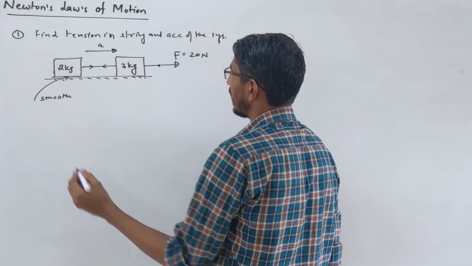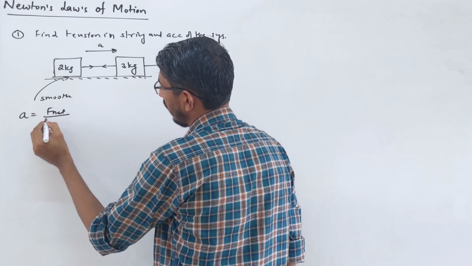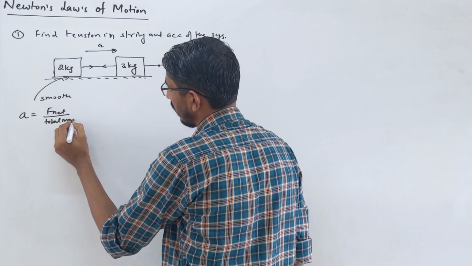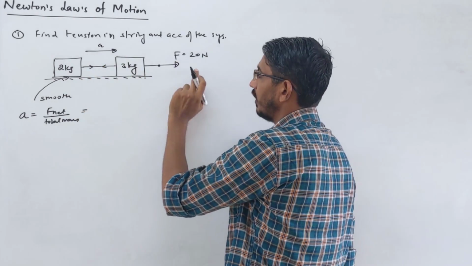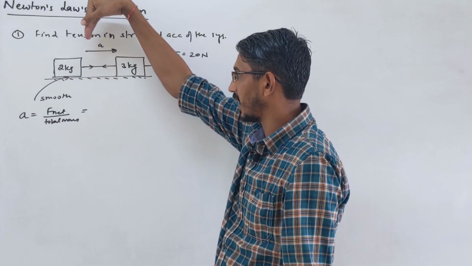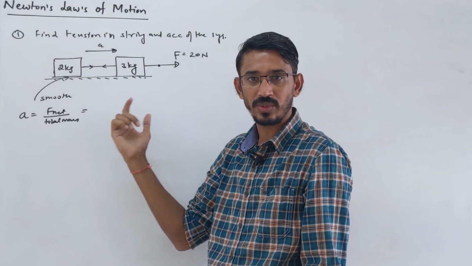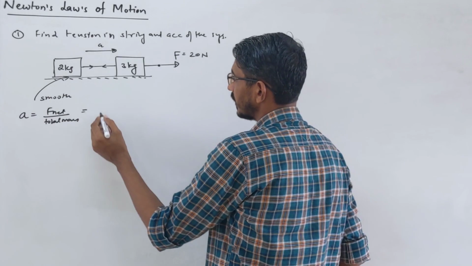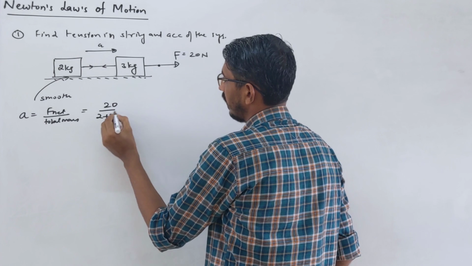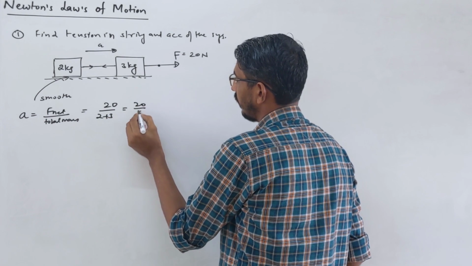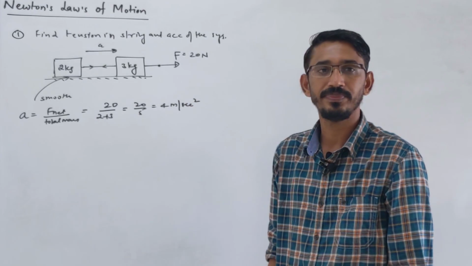Let's find the acceleration of the system first. A is net force by total mass. What is applied here? 20 Newton, no other force. Here you cannot write the weight force, because weight mg acts vertically downward and our bodies are moving horizontally, so you have to talk only about horizontal forces. No friction is given, so 20 Newton is the only force acting, divided by 2 plus 3, so this becomes 20 by 5, or 4 meter per second square. This is the acceleration of the system.